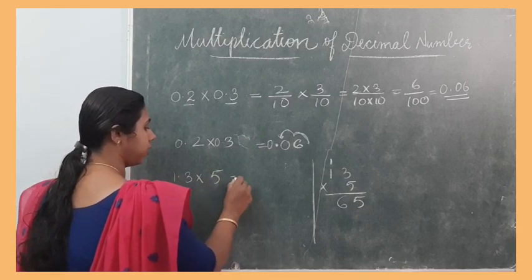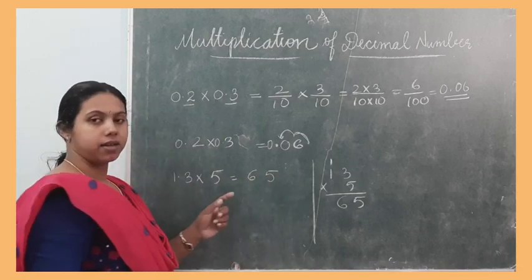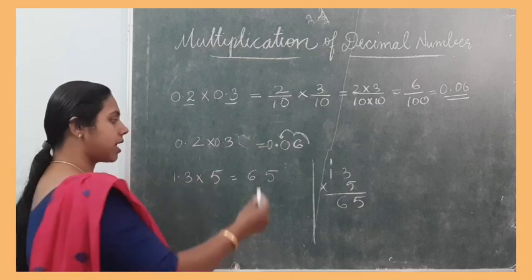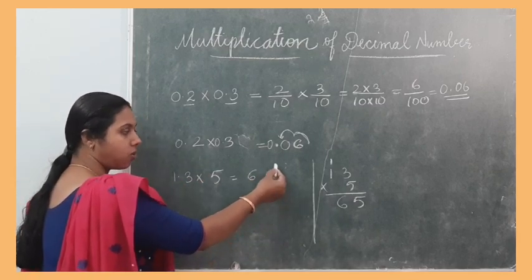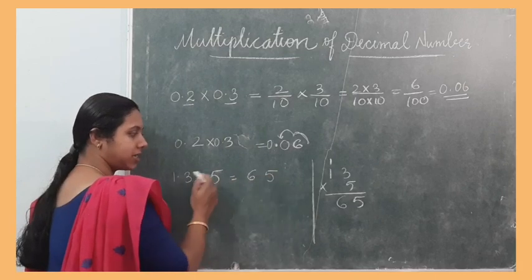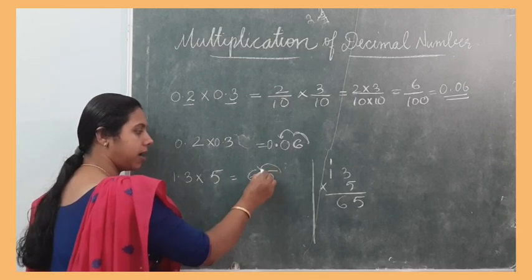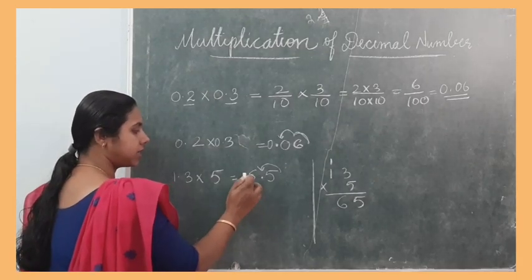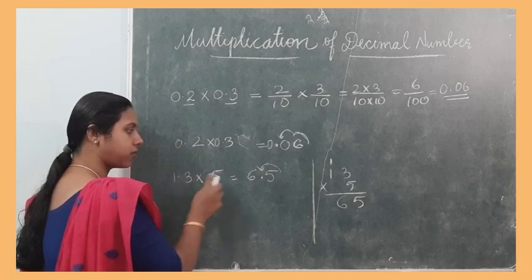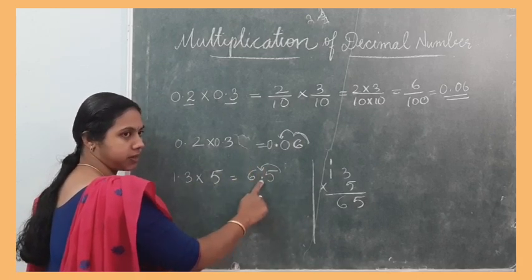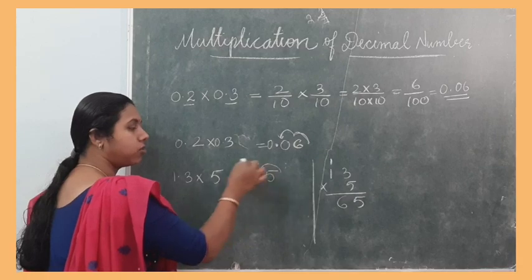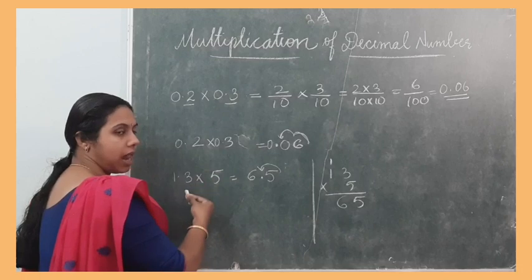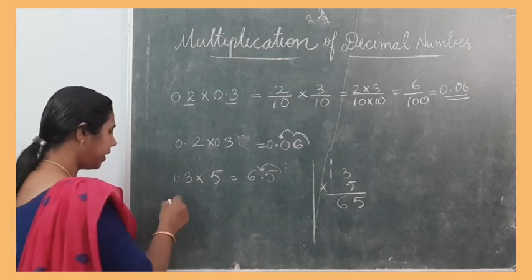Now the number is 1.3 into 5. We got here 13 into 5, we got 65. Here one decimal place. So start from the rightmost digit and count the number of decimal places. One decimal place. So count one decimal place and then put the decimal point. So here the answer is 6.5. Only one decimal place, so in your answer also you put one decimal place. You should start from right to left. Don't start from left to right. Start from right to left. Another example.